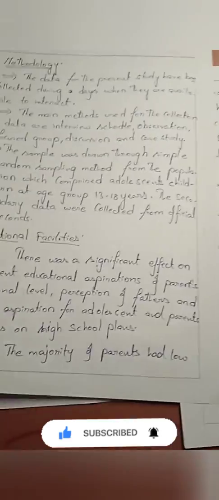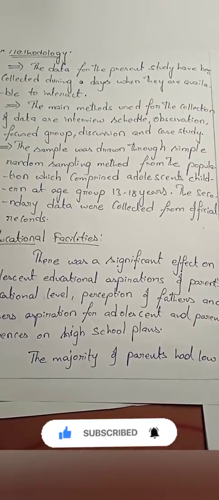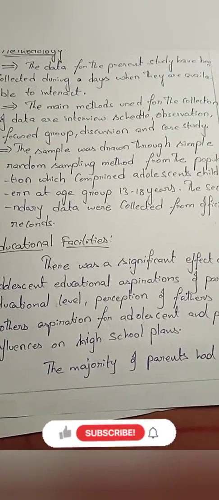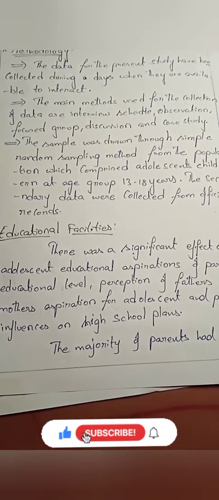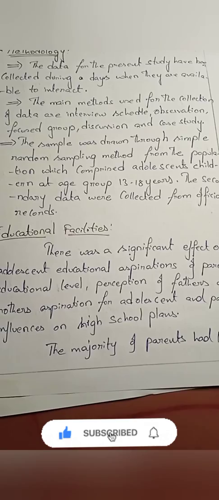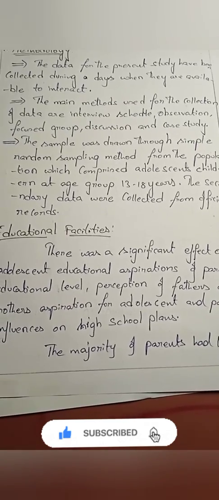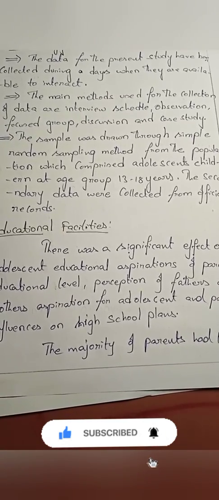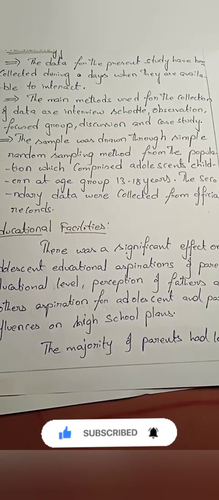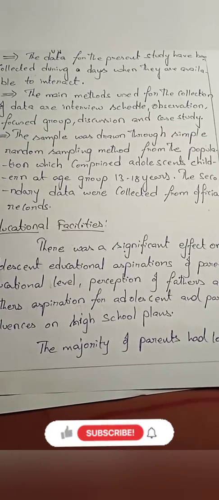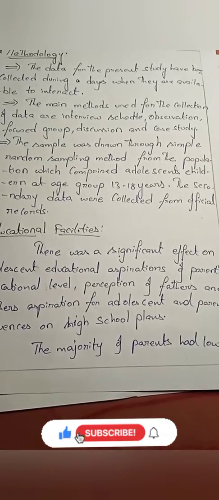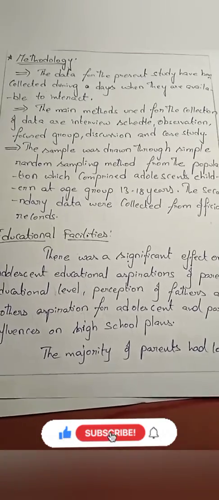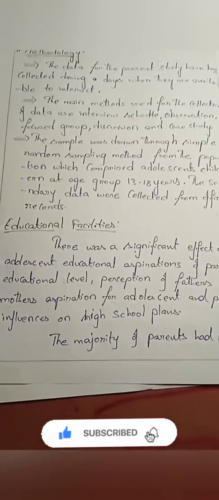Methodology. The data for the present study have been collected during the days when they were available to interact. The main methods used for the collection of data are interview schedule, observation, focus group discussion and case study. The sample was drawn through the simple random sampling method from the population, which comprised adolescent children in the age group of 13 to 18 years. The secondary data was collected from official records.